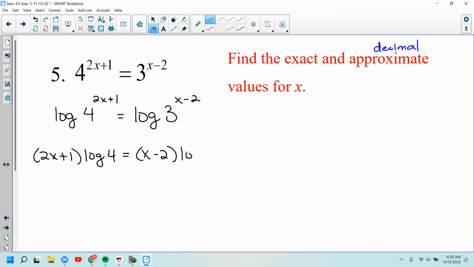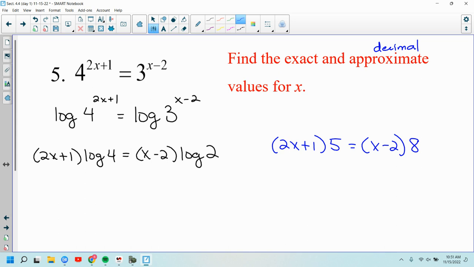Put parentheses around it. All right, I want to take a second to explain something here because this can be a point of confusion. Log of 4 is a number. They cannot be separated. You cannot move the 4 from the log and do them separately. It is a number. Now, with that being said, if I had this as an equation, 2x plus 1 times 5 equals x minus 2 times 8, how would you solve that? How would you go from that?